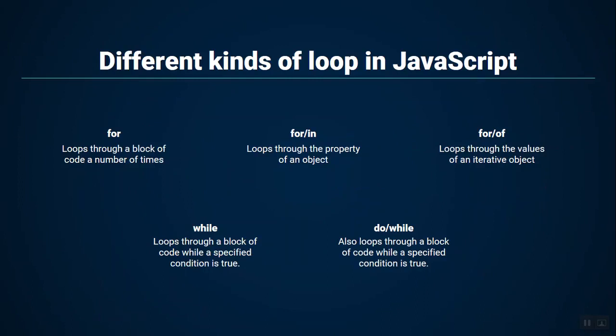There are different kinds of loops in JavaScript. We have here a for loop, while loop, for in, for of, and do while. We will discuss the most commonly used loops in any programming language, and that is the for loop and the while loop. The for loop loops through a block of code a number of times, while the while loop loops through a block of code while a specified condition is true.